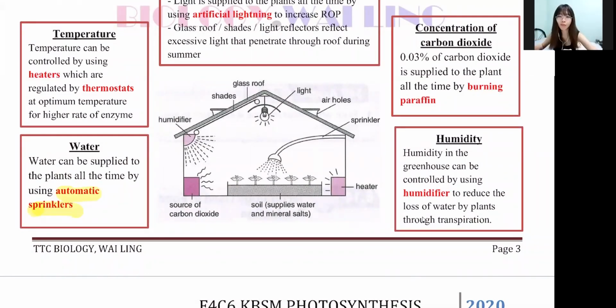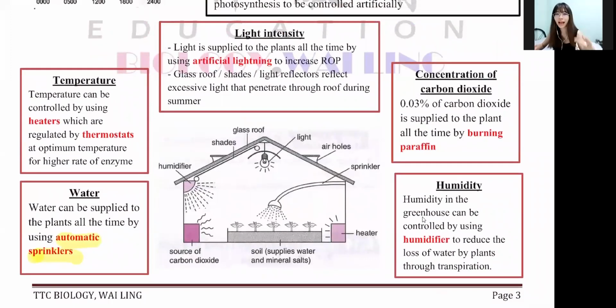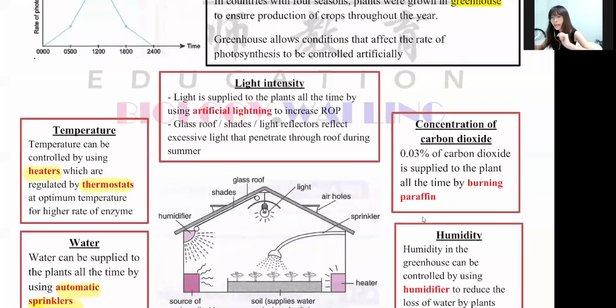Second one, temperature. Because as I mentioned, the higher the temperature doesn't mean the higher the rate of photosynthesis. You have to maintain an optimum temperature. Optimum is 25 to 30 degrees Celsius based on the diagram just now. How do you want to control it? You can control it by using a heater, regulated by a thermostat. So it will maintain an optimum temperature, not a higher temperature, but an optimum temperature for the enzymes to react in the plants.